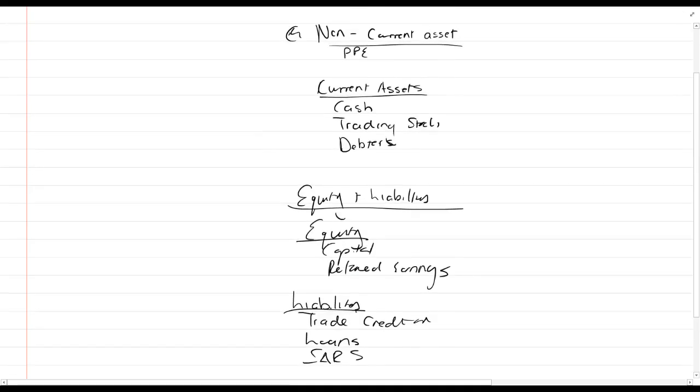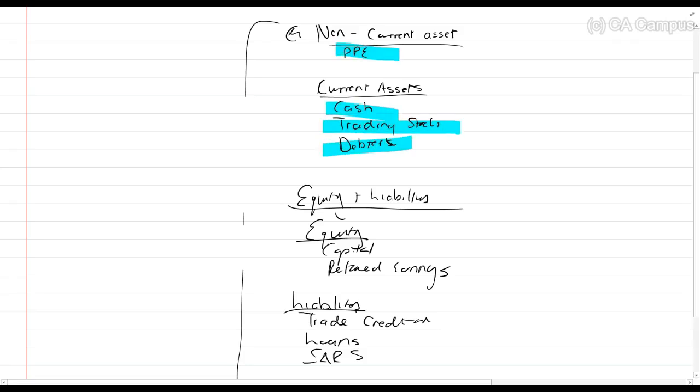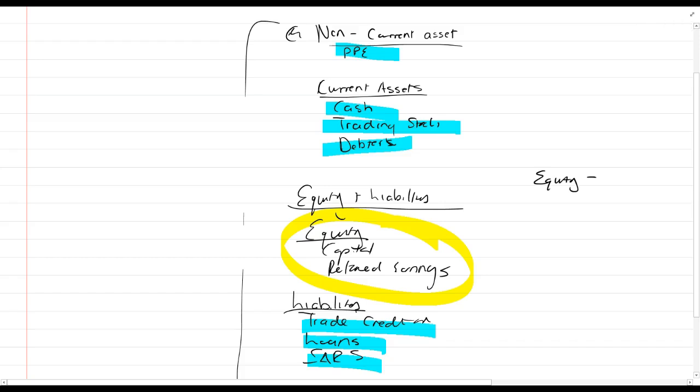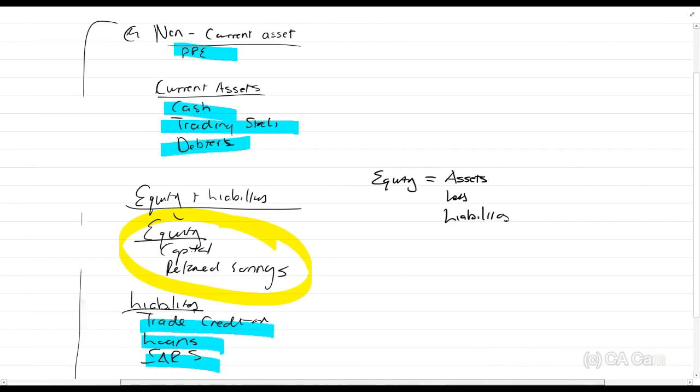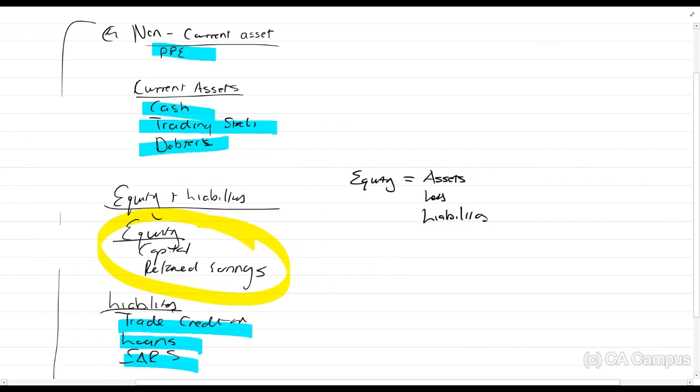Now, if you have this as a company, so this is your company's statement of financial position, to liquidate it means you're going to take all of the assets of the company and you're going to sell it. You're going to turn it into cash, liquid cash, liquidation. You're going to then pay all of your liabilities. And then whatever is left goes to the shareholders. So equity equals assets less liabilities.